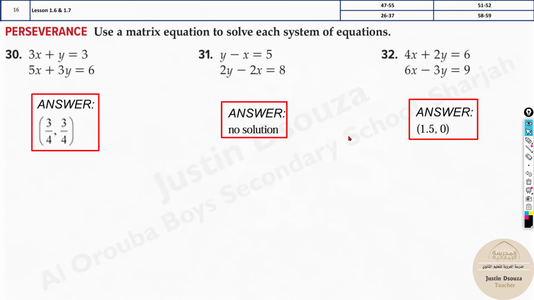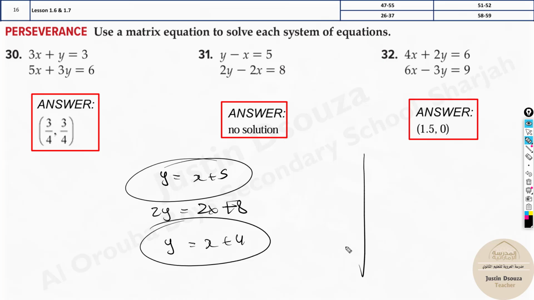So these are the answers. Here also, you can check that the determinant is 0, or you can write it in slope-intercept form. It's y equals x plus 5. And over here it will be 2y equals 2x plus 8. But then divide throughout by 2, you're going to get y equals x plus 4. Now look at this. It's very, very close. If this is 5 and this is 4, they are very close, but they are parallel to each other.